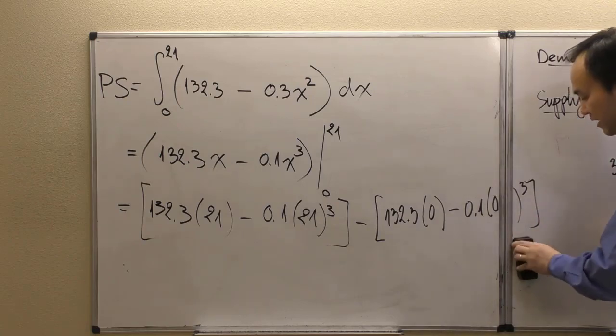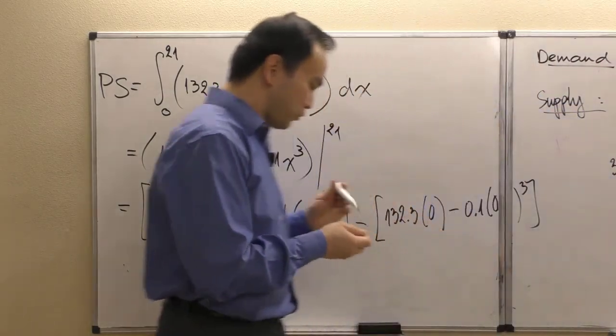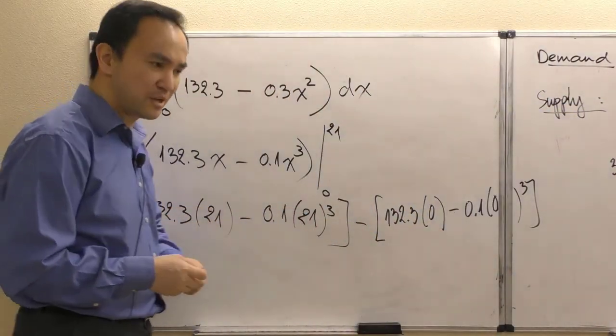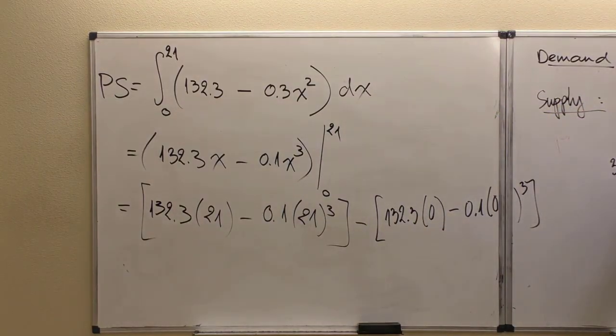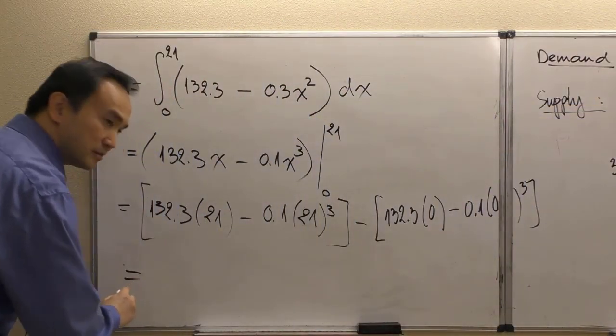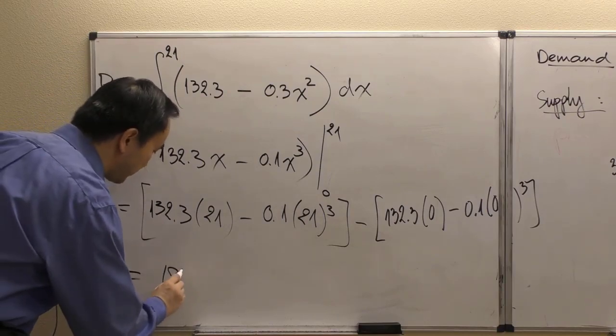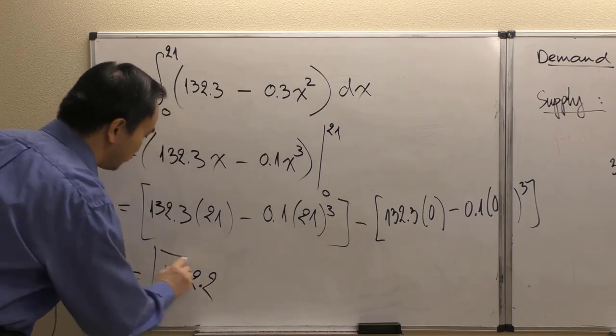All right, now we are ready for another final calculation. Allow me to quickly step away for a quick calculation, and I'll be back with the final result. All right, so now I have the final answer here with me. The producer surplus is calculated to be a total of 1852.2. All right, and that's how we do it.